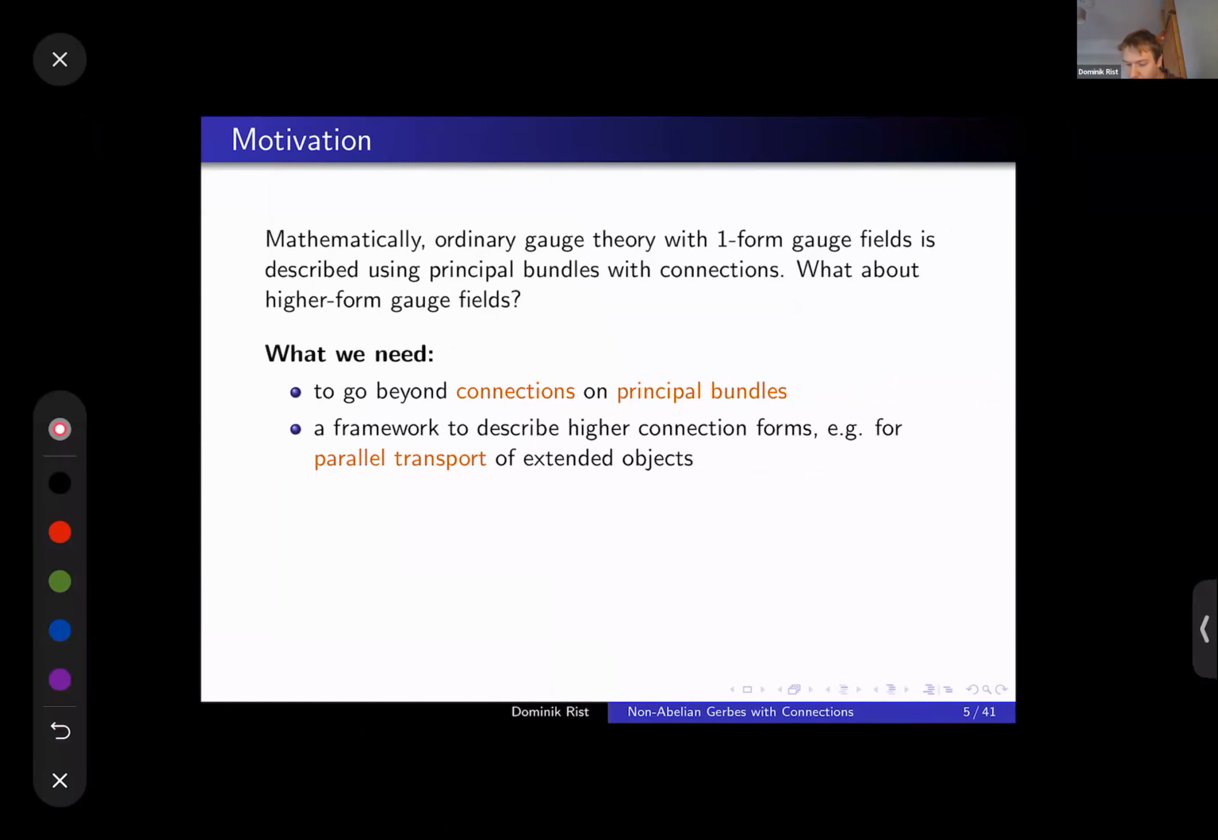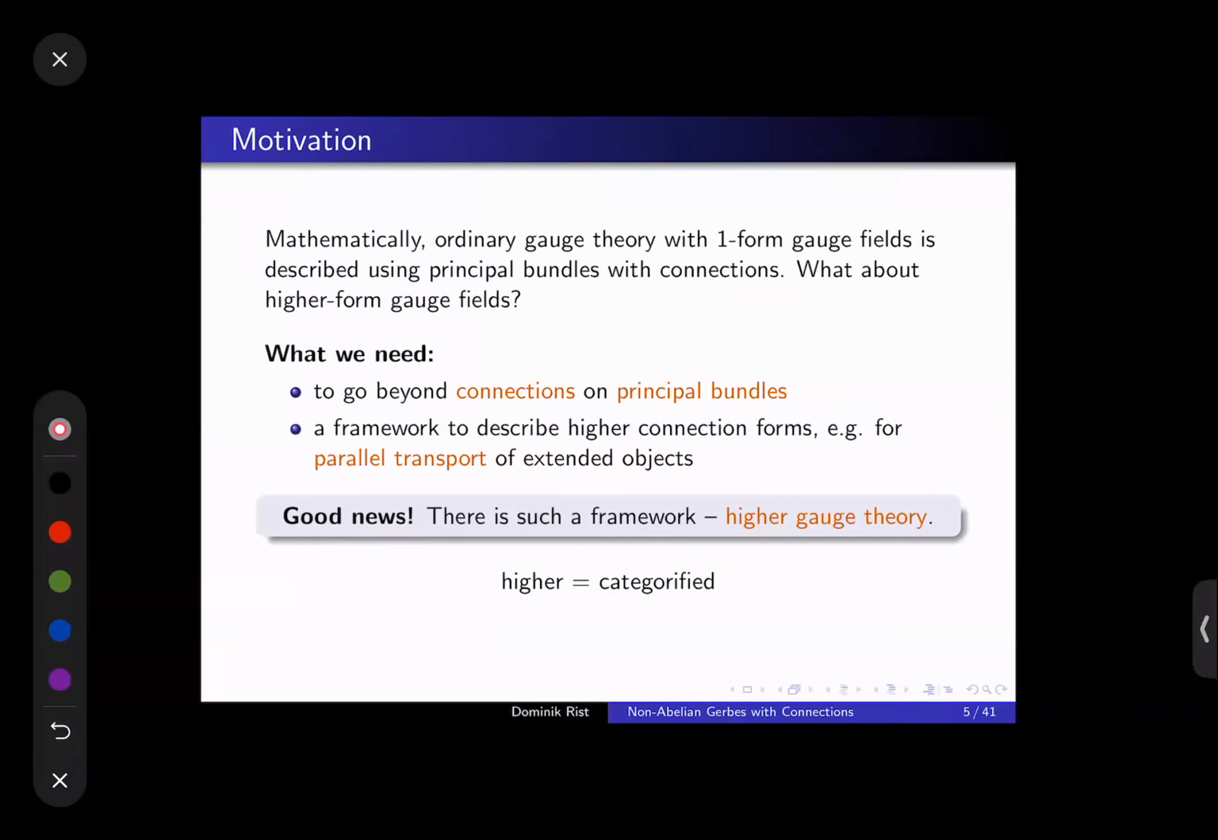So we need a framework to go beyond connections on principal bundles and a framework to describe parallel transport of extended objects. Because just as connections give you parallel transport of point particles, if you want to understand how the wave function of a particle transported along a line is affected, you only need to use the framework of ordinary gauge theory and ordinary connections on ordinary principal bundles. However, if you want to do the same thing with extended objects such as one-dimensional strings or two-dimensional branes and so on, you need to go higher.